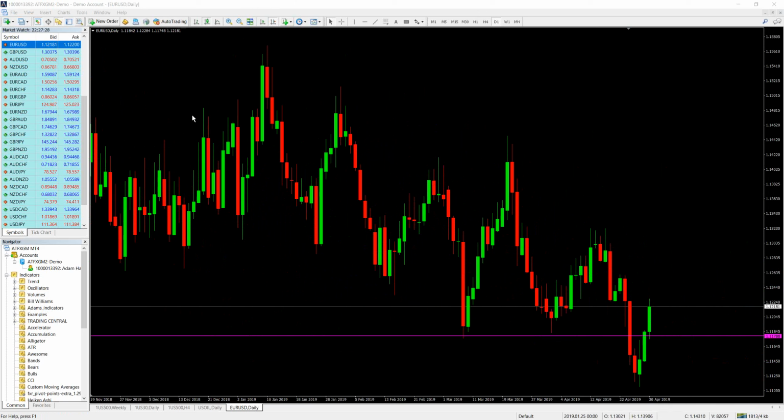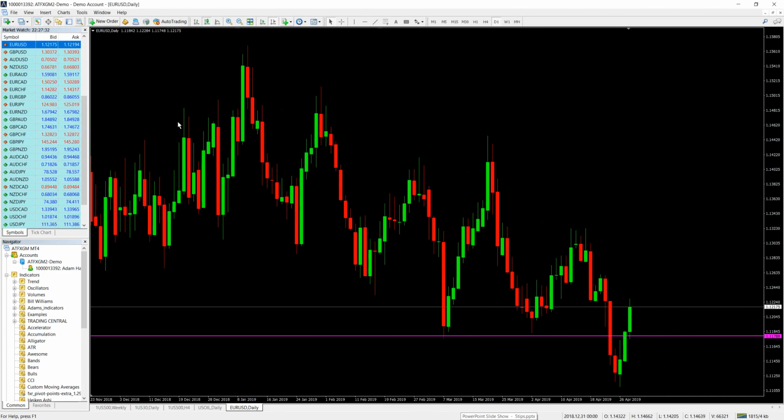Cool. So that's important. We need to understand that in a nice healthy uptrend, we are looking for bullish candles because they should be there. In a downtrend where it's bearish, we should be seeing more bearish candles.